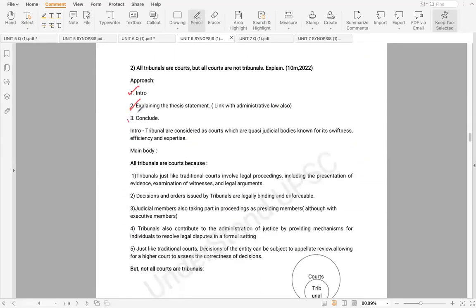Introduction, explaining the thesis statement, conclusion, try to link it to administrative law, because I told you in the orientation session, or the answer writing session that I took, that you have to zero it down as to which question belongs to which part of the paper and therefore which unit. Had this question been a standalone, we'd have seen it as a paper two question. However, because this question came in paper one section A, we could zero it down that it belongs to administrative law. So please try to somehow link it to administrative law as well.